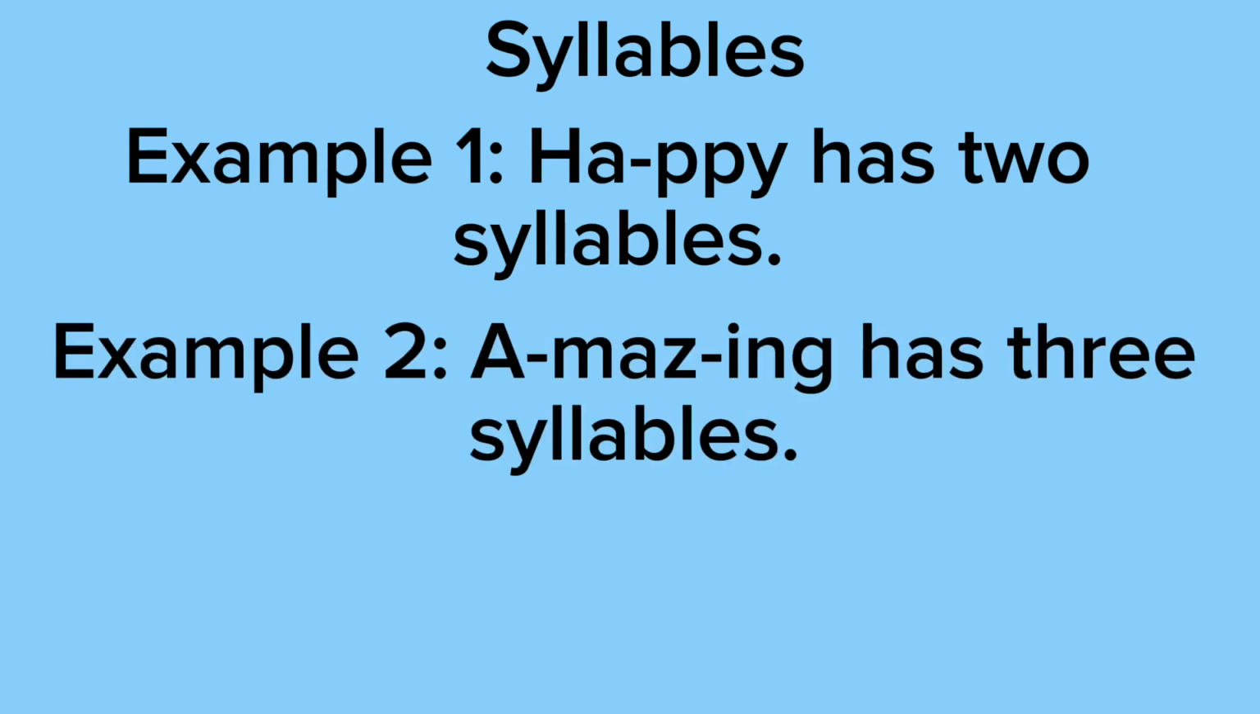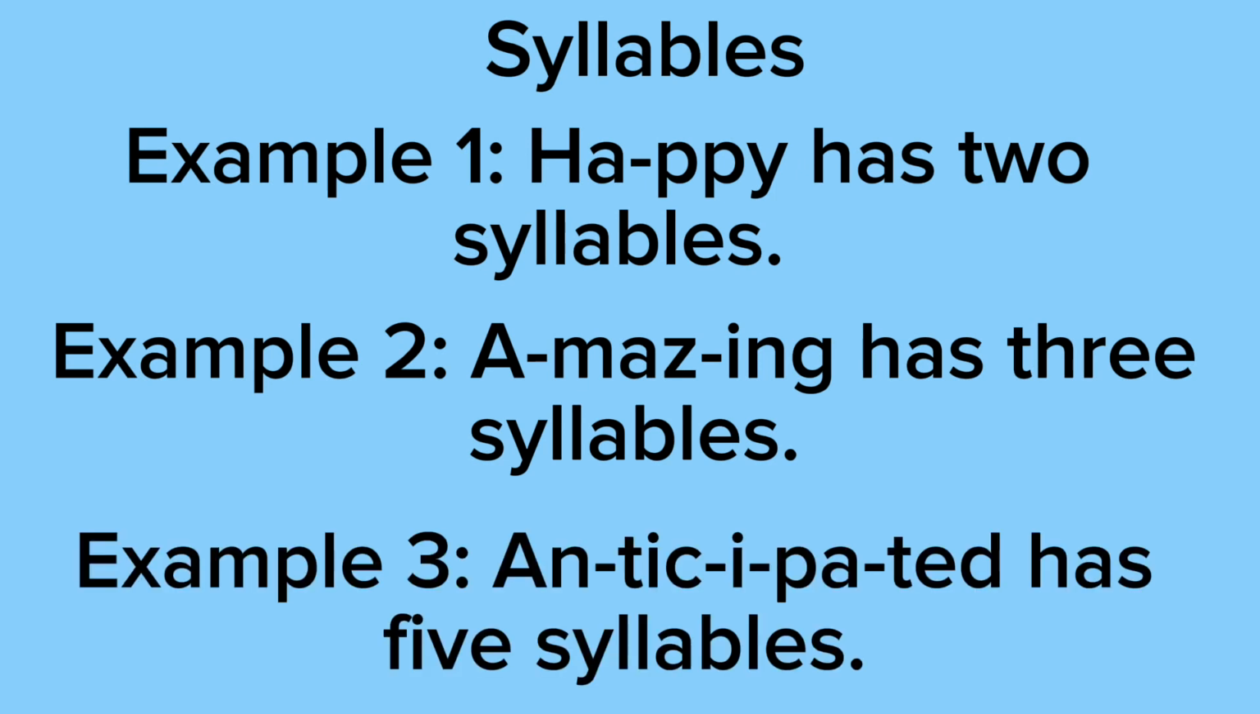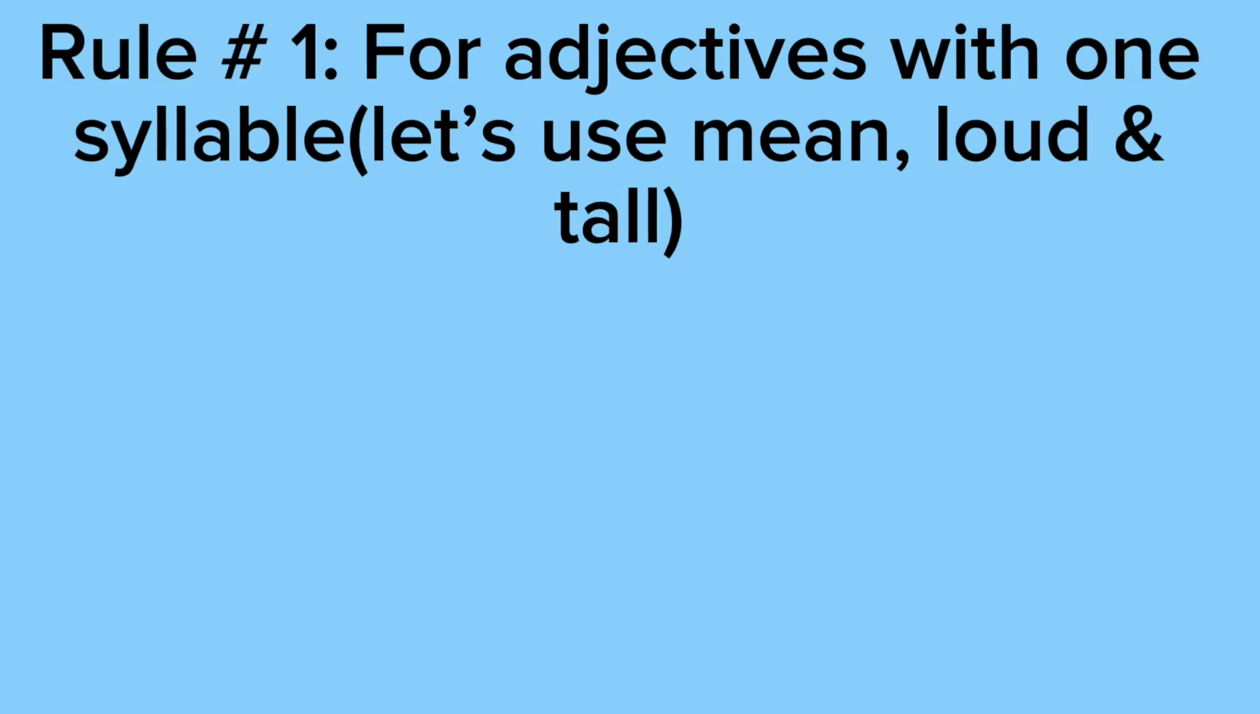Example 2 is amazing. So when you break amazing into syllables, it's a-ma-zing. So that's 3 syllables. And example 3 is anticipated. And when you break anticipated into syllables, it's an-tic-i-pat-ed. So that makes 5 syllables. Okay, so now let's get into rules.